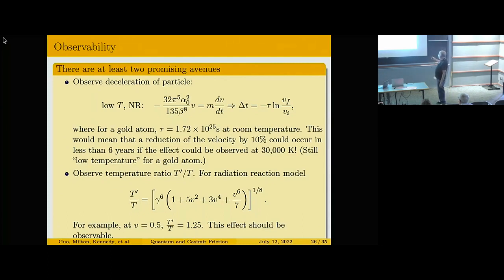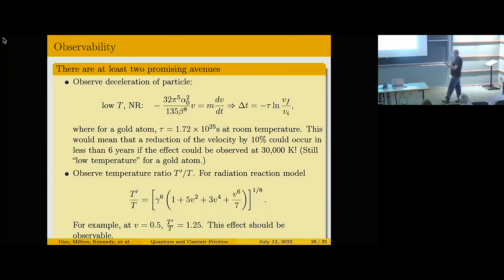This is still actually low by the sense of what we mean by low in terms of those curves where you saw the bend over from one regime to the other. This is still low for a gold atom. But we think the better way to proceed is to try to see if you could measure this temperature ratio, because it's not small. This is small, but this isn't. This is the formula that's in Fluke and Pearson, and we derive T prime over T at half the speed of light is 20. It's 25% increased. That should be observable spectroscopically.